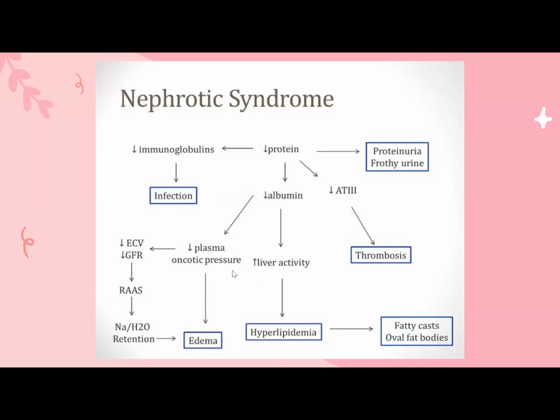You have decreased plasma oncotic pressure, which I'm sure you already know. This is what causes edema. And when you have a decreased oncotic pressure, there's overall a decreased effective circulating volume because more volume is now extracellular rather than intracellular. That decreases your GFR. The kidneys are going to activate the RAS system. You're going to have sodium and water retention, which is going to make the edema even worse.